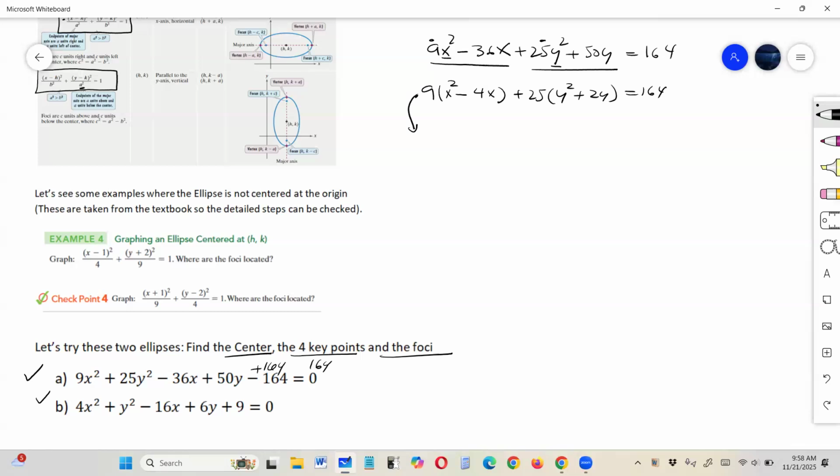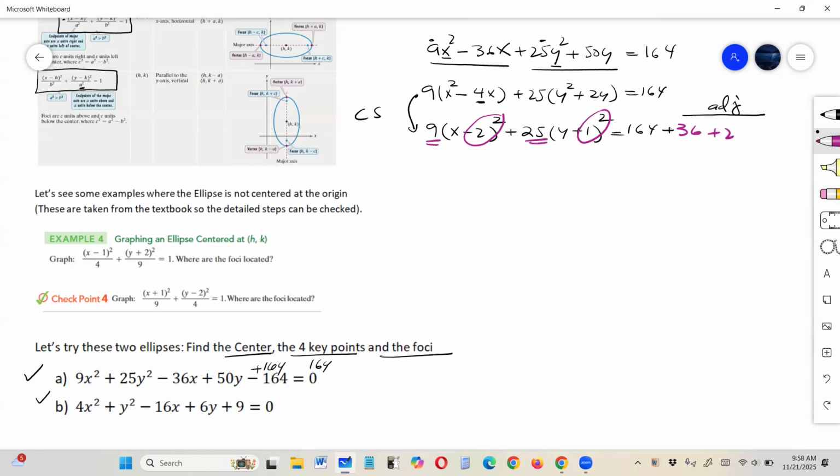Now complete the square. From here down is completing the square, just like the circle. Okay, 9 times x minus 2 squared, right? It's always half of this number, plus 25 times y plus 1 squared equals 164. And now we have to do the adjustment. You have to be careful because it's this number squared, 4 times 9. On the y part, 1 squared, 1 times 25, 25.